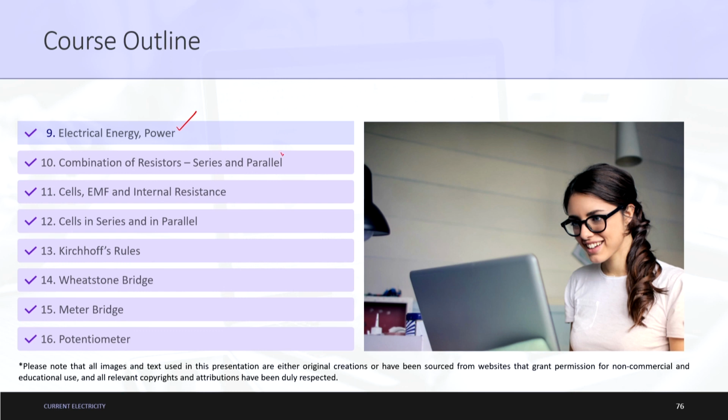Then the combination of resistors, we understood that R equivalent for series is nothing but the summation of all, that is R1 plus R2 plus R3 dot till Rn, and in parallel we understood 1 by R equivalent is equal to 1 by R1 plus 1 by R2 plus 1 by R3 dot till 1 by Rn.